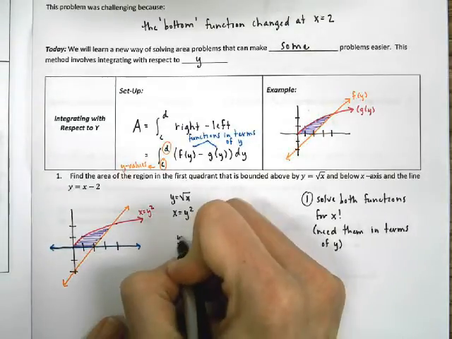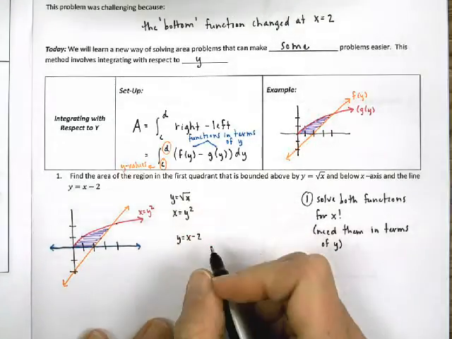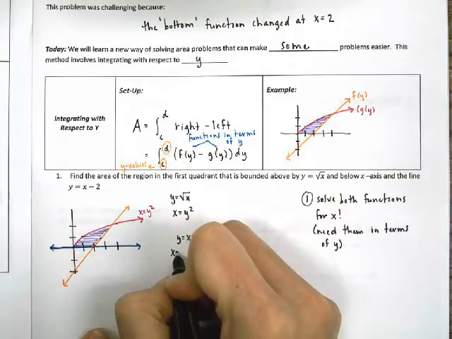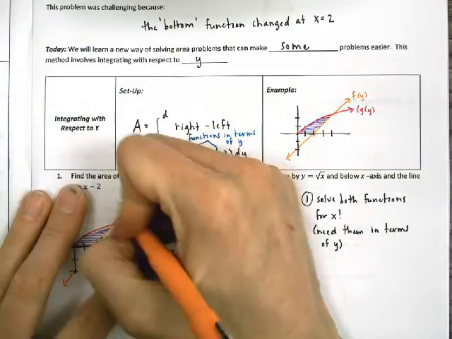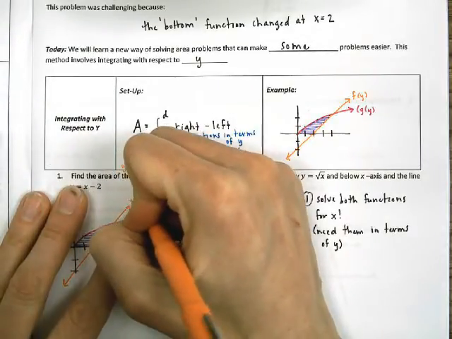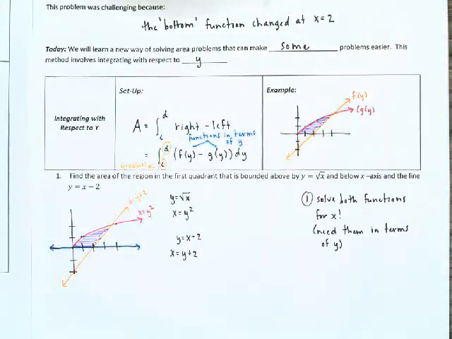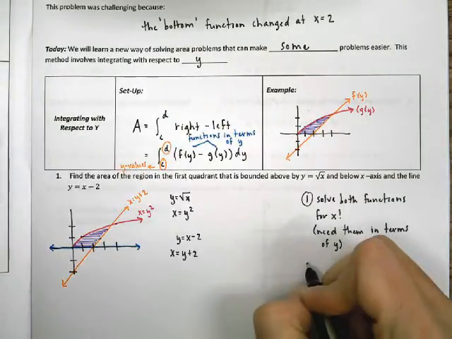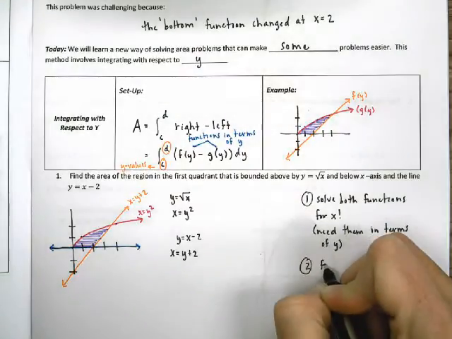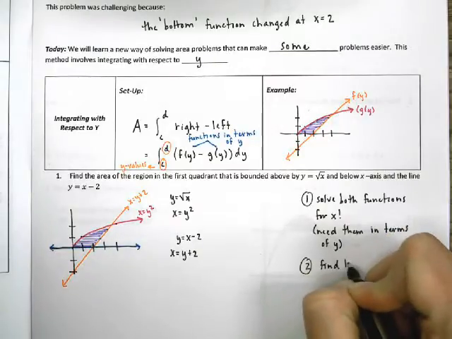My other one is y equals x minus 2. So to get x by itself, I'm going to add 2 to both sides. So I get x equals y plus 2. And that's here. Okay, so now I've got that set. Sorry, that orange isn't showing so well. There it goes. Okay, the next thing I need to do is find the limits of integration.